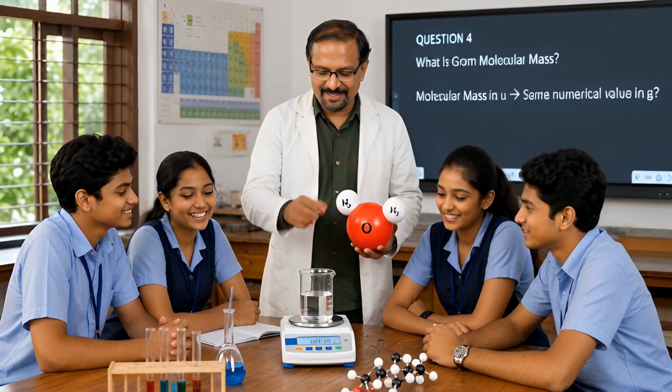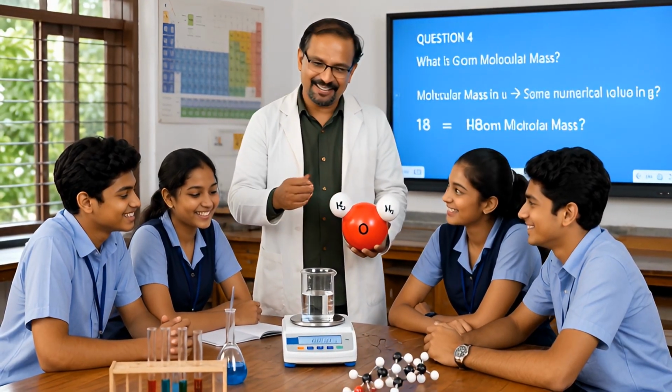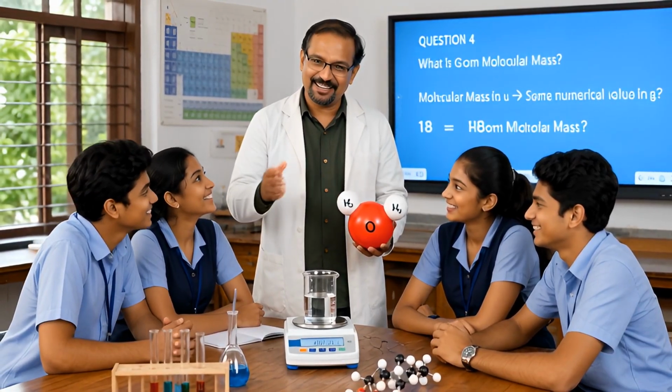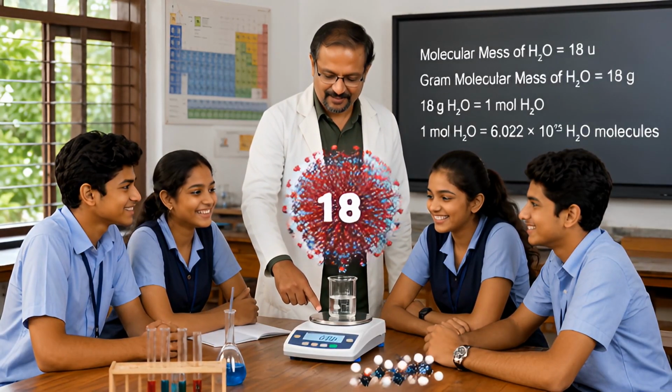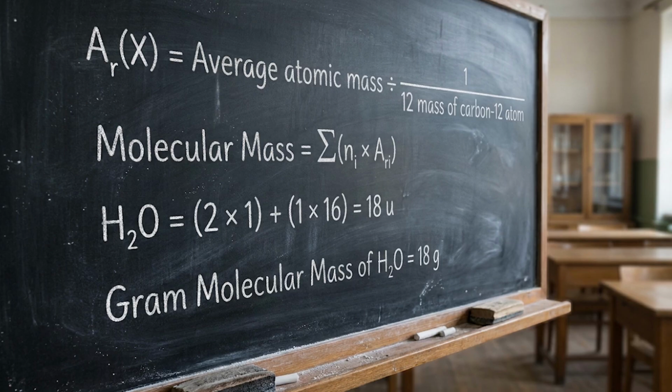Listen carefully to the fourth question. What is gram molecular mass? When the numerical value of the molecular mass of a substance is expressed in grams, it is called gram molecular mass. The molecular mass of water is 18 U. Therefore, the gram molecular mass of water is 18 grams. 18 grams of water contains 1 mole of water molecules.